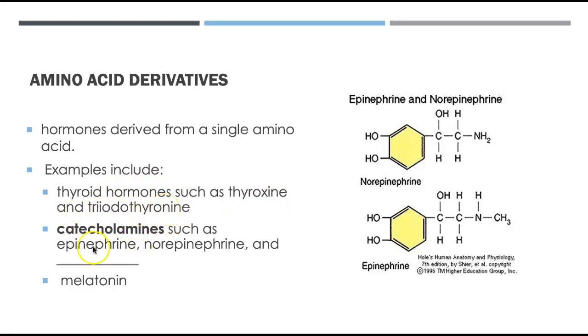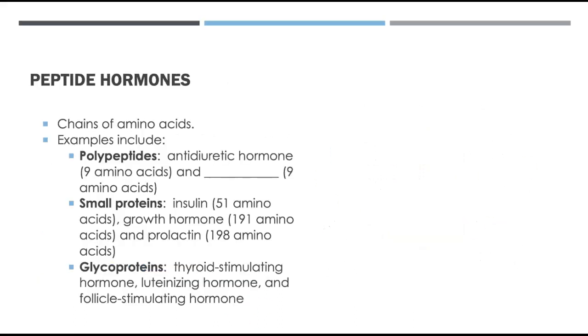And our catecholamines that we see pictured over here, which include epinephrine and norepinephrine, as well as dopamine. And the last one we're going to learn about is melatonin. Remember, this is the hormone that helps us set our circadian rhythms and is released by our pineal gland.